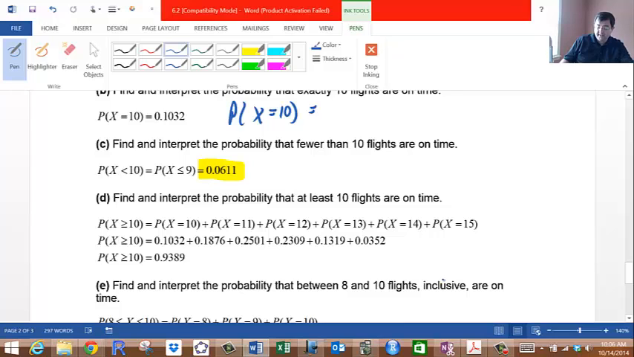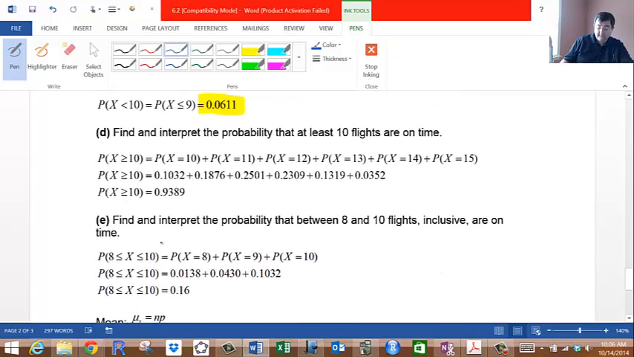All right, find and interpret the probability between 8 and 10 inclusive. So that just includes 8 and 10, right? Inclusive. So that means x is between 8 and 10, including, so the equal to sign, 8 and including 10.